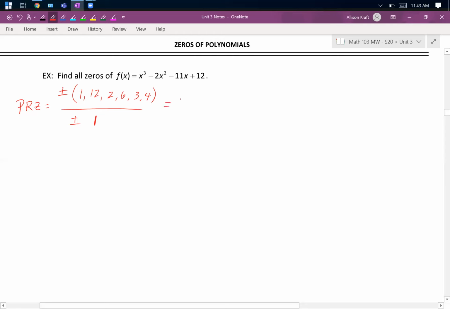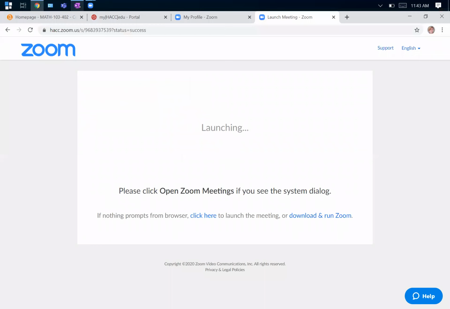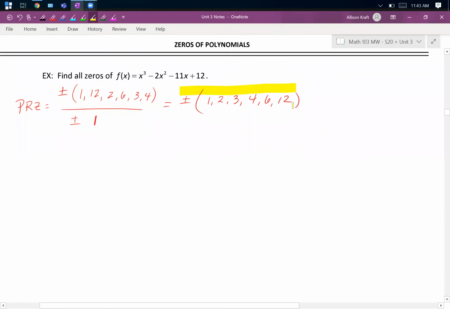We know that a plus or minus divided by a plus or minus is equal to a plus or minus. And since the only number in the denominator is 1, like Anthony was mentioning, if we divide all those numerator numbers by 1, we just get all those numerator numbers. There is our list of possible rational zeros. This is what we're going to use to get started. These are the numbers we're going to start checking.